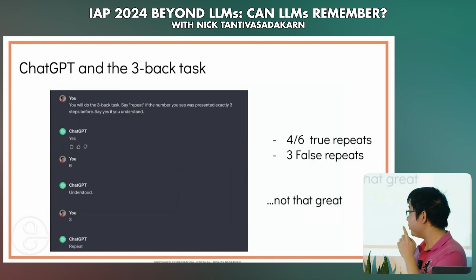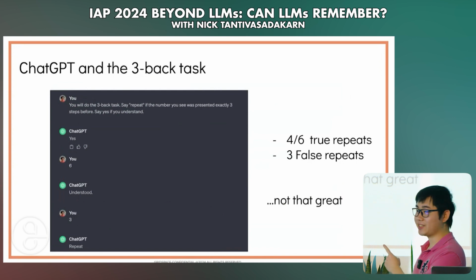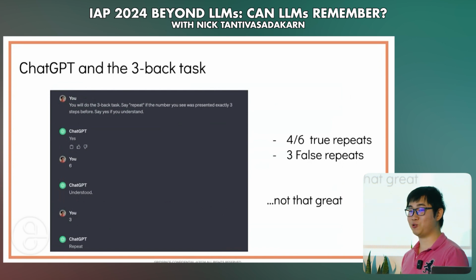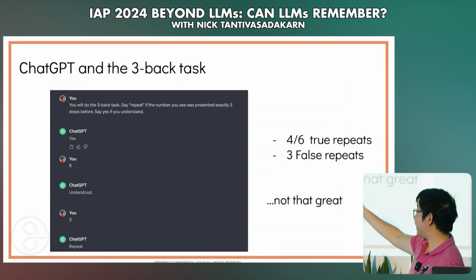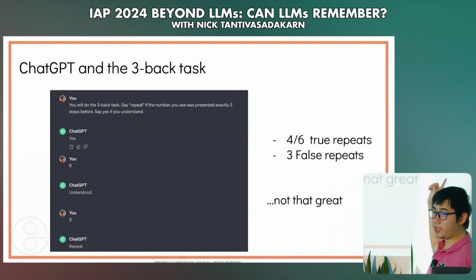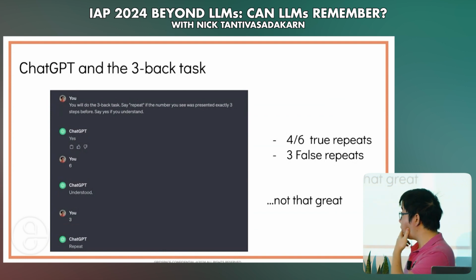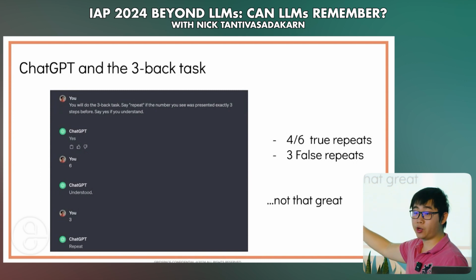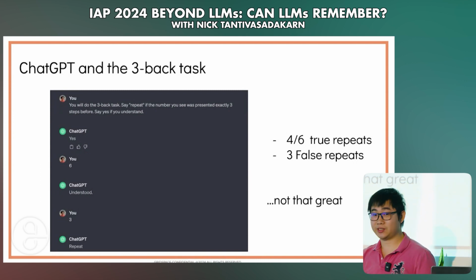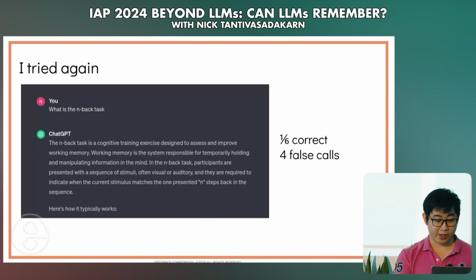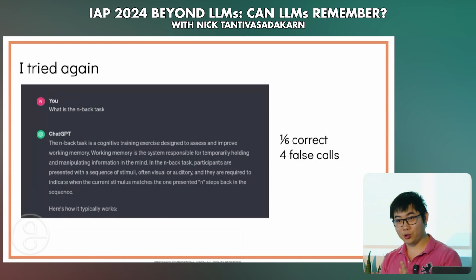However, I also tried doing the 3-back task, with the exact same numbers that you just did. I prompted, okay, you will do a 3-back task and repeat, and then I started the task. It was able to get 4 of them correct, but it also had 3 false reports. Not so great there. I was thinking, okay, maybe it misunderstood what was going on, because after I said the 6, it said understood. So I tried again. I made sure that it really knows what it's doing.